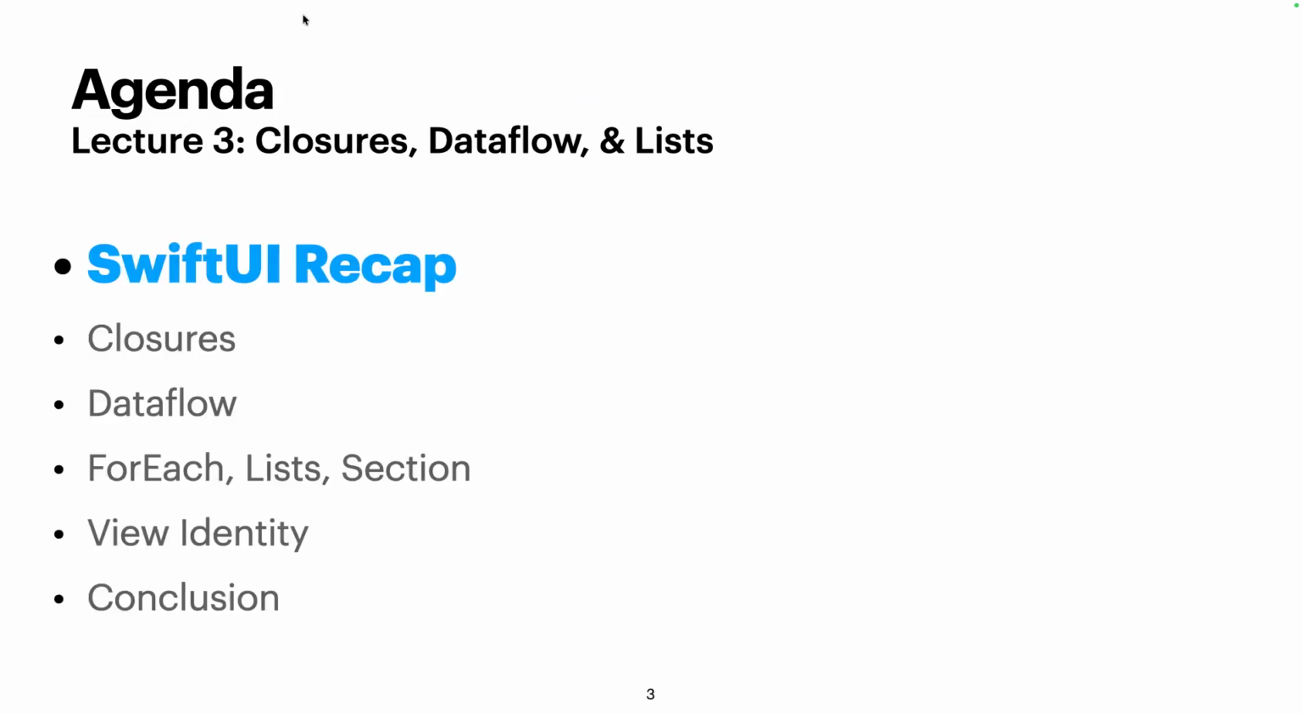Any questions with logistics? Good. Awesome. So this is the agenda for today. We're going to quickly recap SwiftUI, and then we're going to talk about a feature called closures. And then we're going to talk about how we could get data flowing into your UI, and that pertains to using something called ForEach. How do we display a list of data, and how can we have sections within those lists? And then we're going to wrap up the discussion about view identity.